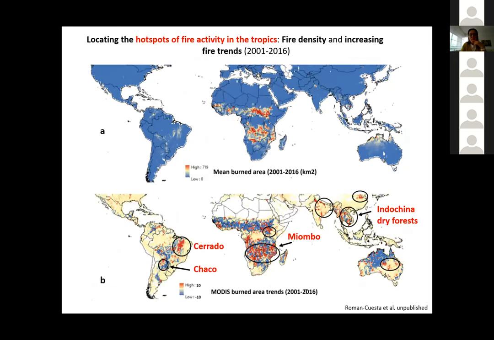We repeated the graph by Andela, trying to eliminate the starting point of 1997 and 98, which was a very strong El Niño year. We wanted to see if that might have changed the trends. We started with 2001 and moved until 2016. We saw the same trends. The ecosystems that are right now being more affected by increasing trends of fire and burn areas are dry ecosystems on the three continents: Chaco, Chiquitania, Cerrado, Miombo, eastern and western, and then, as we said before, Indochina dry forest. And this is the reason why this webinar is going to focus on these ecosystems.